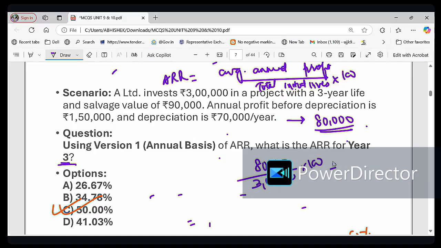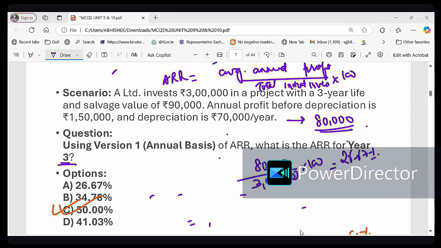Please tell me. You have to understand what the formula is: average annual profit, because we are taking total investment. Since we are taking total investment, we write the average annual profit divided by the total investment. The average annual profit is 80,000, because the question itself says that profit before depreciation is 1,50,000 and depreciation is 70,000. So profit after depreciation is 80,000. So 80,000 divided by 3 lakh into 100. I think you are getting 26.67%. Please let me know. Is it what you are getting?